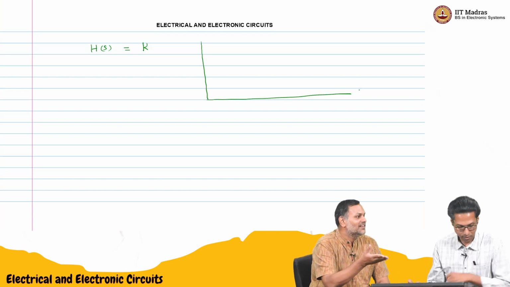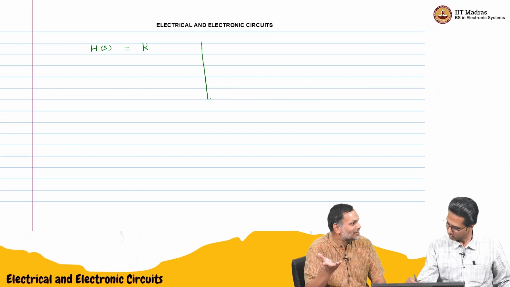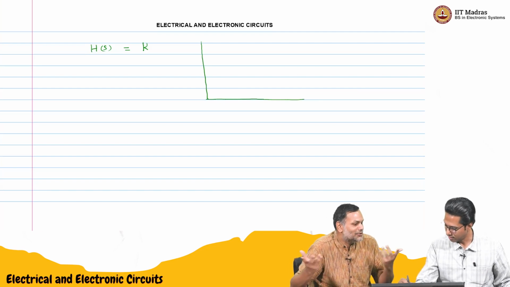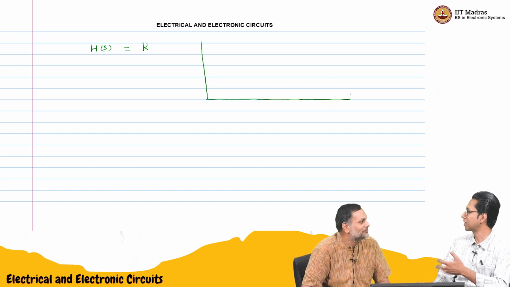Or in fact, it's like an amplifier, or you apply a voltage across a resistor and you're plotting the current. That is also going to have no poles, no zeros. Something which is not frequency dependent.